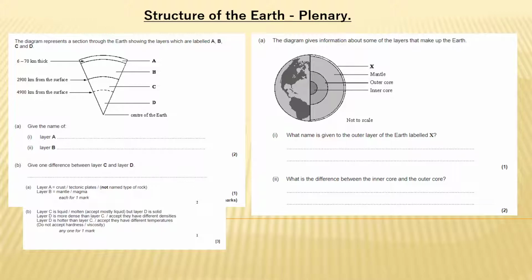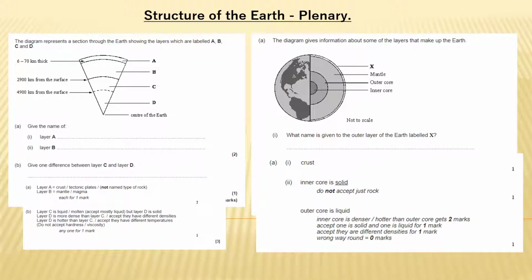Great. So, X should be appropriately labelled the crust. And now very similarly to the question that we saw on the left, the difference is that the inner core is solid, whereas the outer core is liquid. We can also accept the similar answers of the inner core is denser or hotter than the outer core. You can also get one mark for saying that one is a solid and one is a liquid, but not specifying which is which.